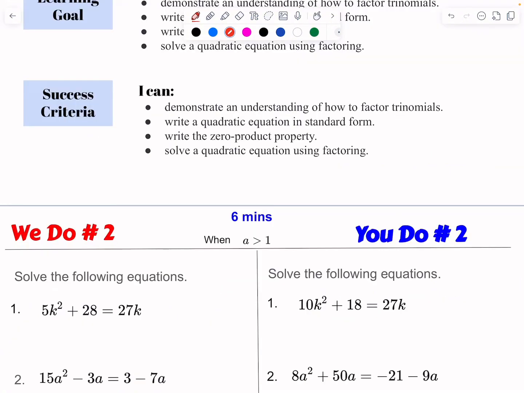So our focus for today's class will be when a is greater than 1. And when a is greater than 1, all we have to use is something called the slip and slide method. So the method I'm going to use in this video is called the slip and slide method.